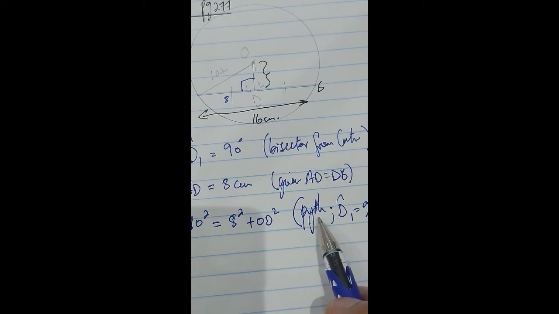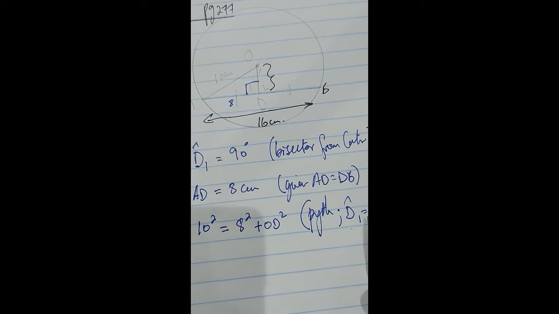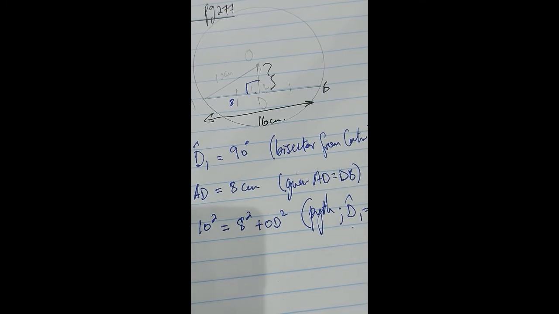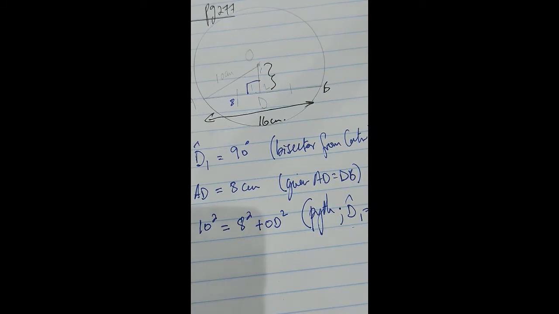You can leave the Pythagorean part out. But if you're going to leave the angle that is 90 degrees out, you're going to lose the mark. Okay, so very importantly here, if you're stating the theorem of Pythagoras, you must say which angle is your 90 degree angle there. Okay, so as we said, D1 is 90 degrees.